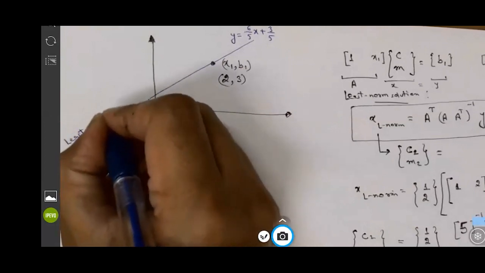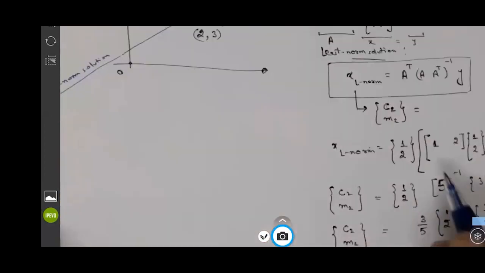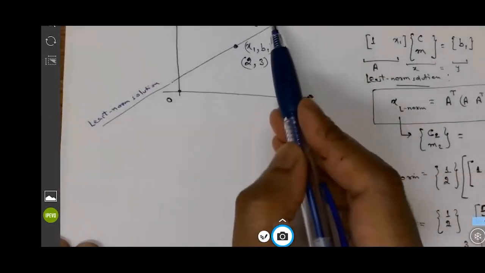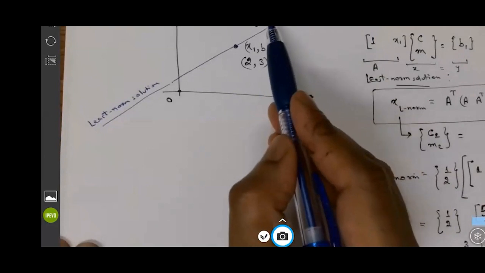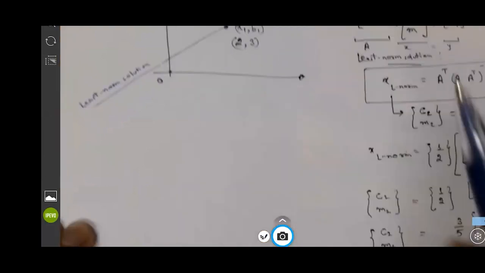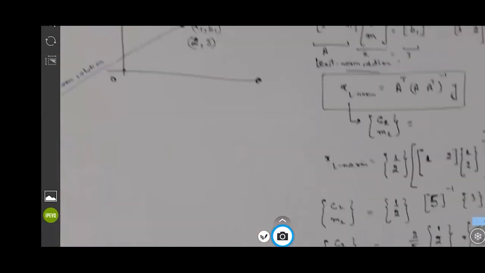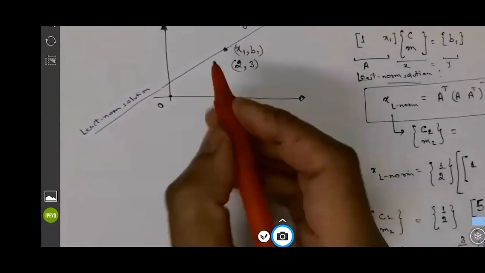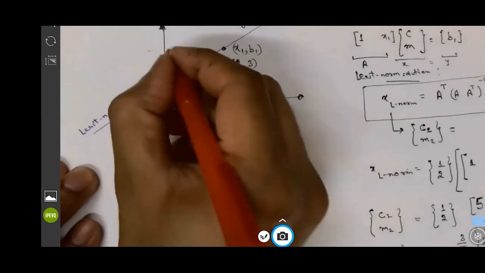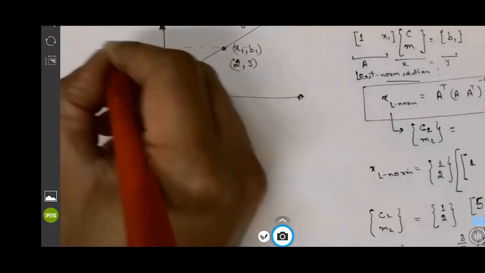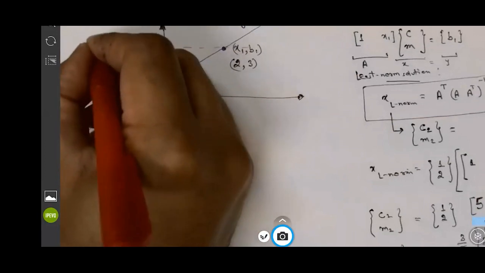What it means is that this technique, or this specific solution, gives me an equation of a line such that the vector of unknown elements has the least length. It has the length which we got as 1.3416. Now somebody tells me, okay, how about if I draw a line like this? If I draw a line like this, what will be the equation of the line?